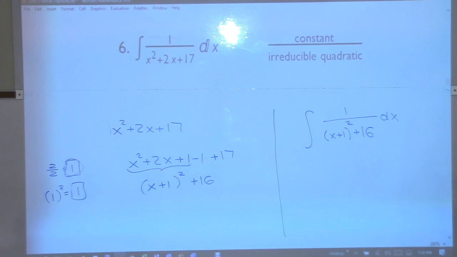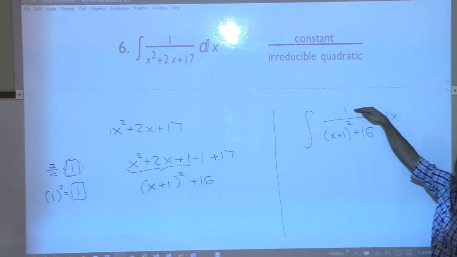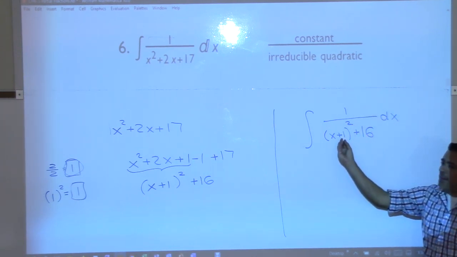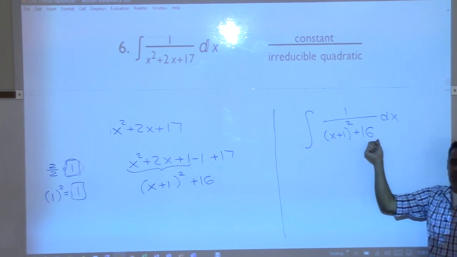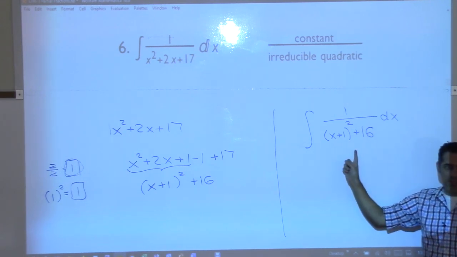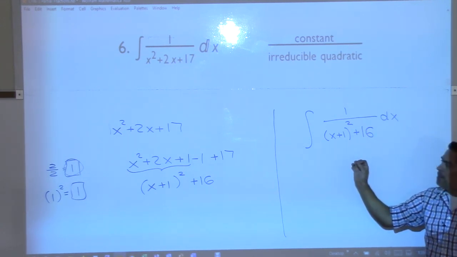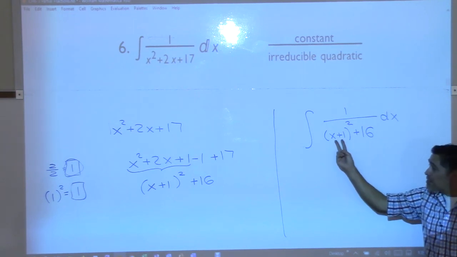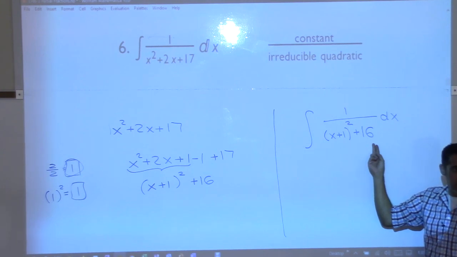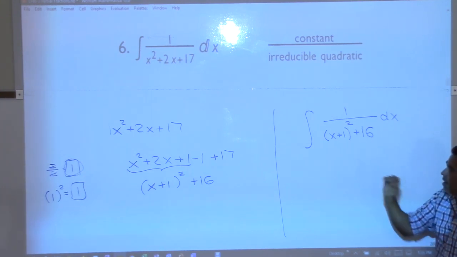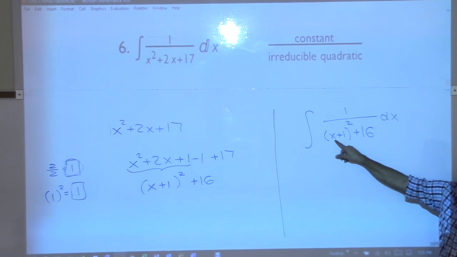Now, look at that. Squint your eyes. Do you kind of see a constant over a quadratic plus a number squared? Do y'all kind of see it? So this is formula 17, where u is the x plus 1 and a is 4. The key part of this problem is that expression right here is linear. That's why we can just go straight to formula 17.